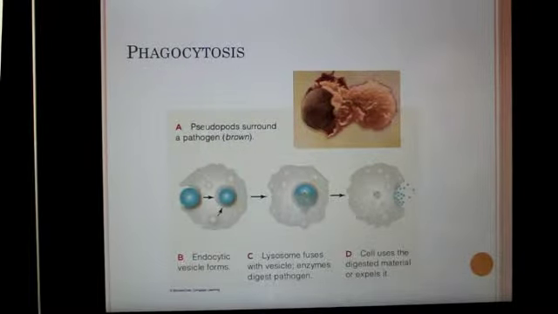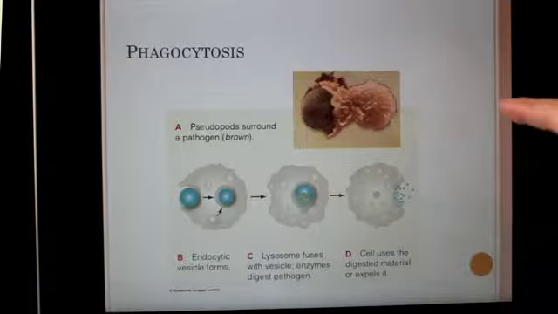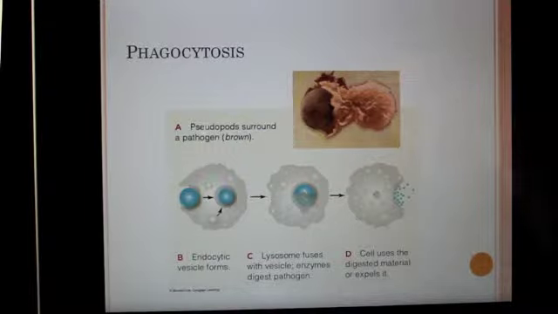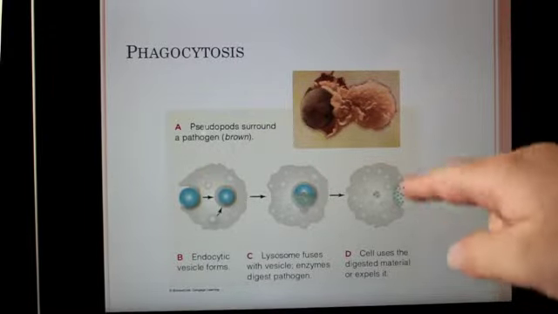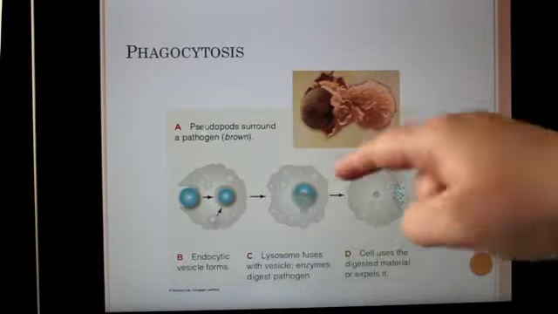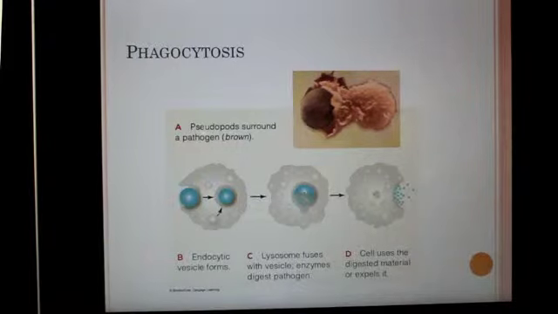Here's a cartoon of phagocytosis. Here's a white blood cell eating a big pathogen, that big brown thing. So the cell actually moves around the thing that it wants to digest, so it does the endocytosis. And then lysosomes, these white things here, fuse with the vesicle that the pathogen's in and digest it. So the cell then just either uses the digested material or expels it with exocytosis.